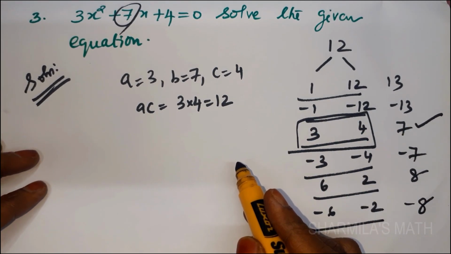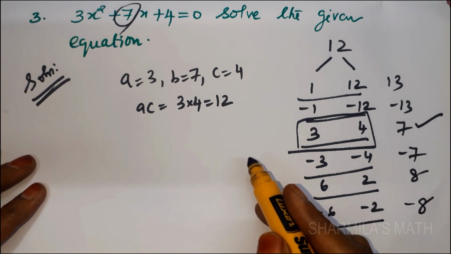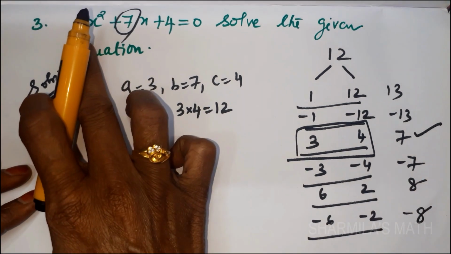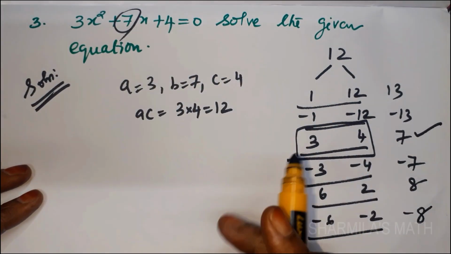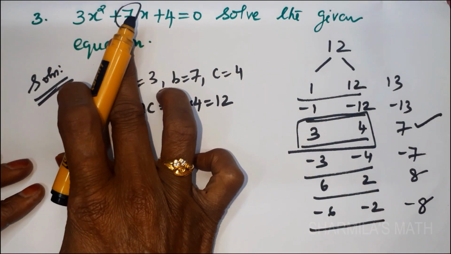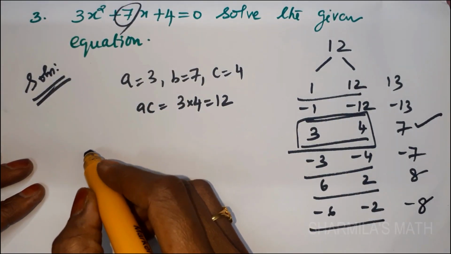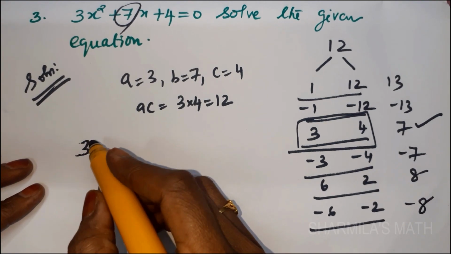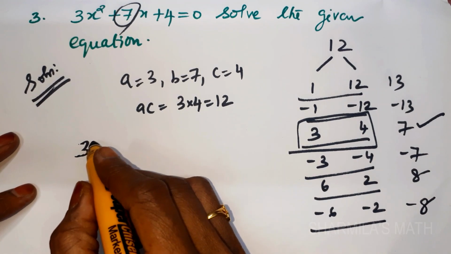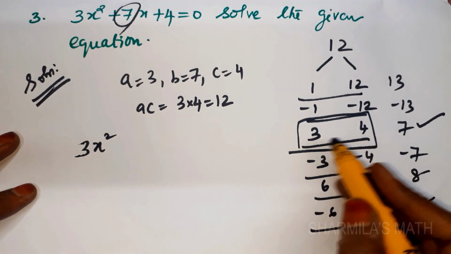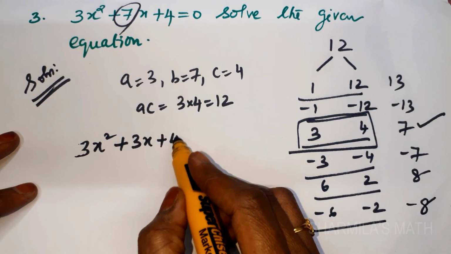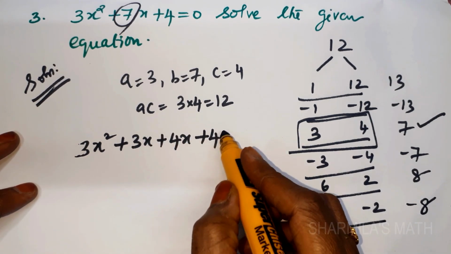Directly we are not able to write the roots for this case, since the coefficient of x squared is not equal to 1. Okay, so we have to split this term. We have to expand the middle term. Okay, so how to expand it? 3x squared. So we are going to split this middle term. 3x squared, 7x can be written as 3x plus 4x, plus 4 equal to 0.